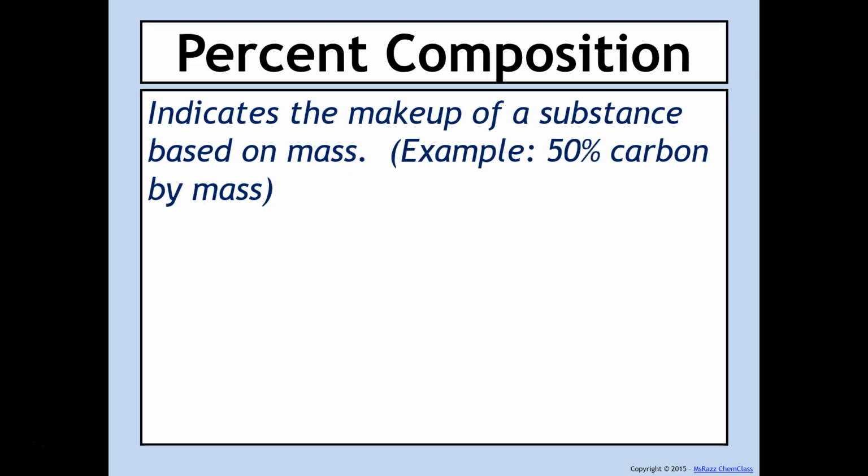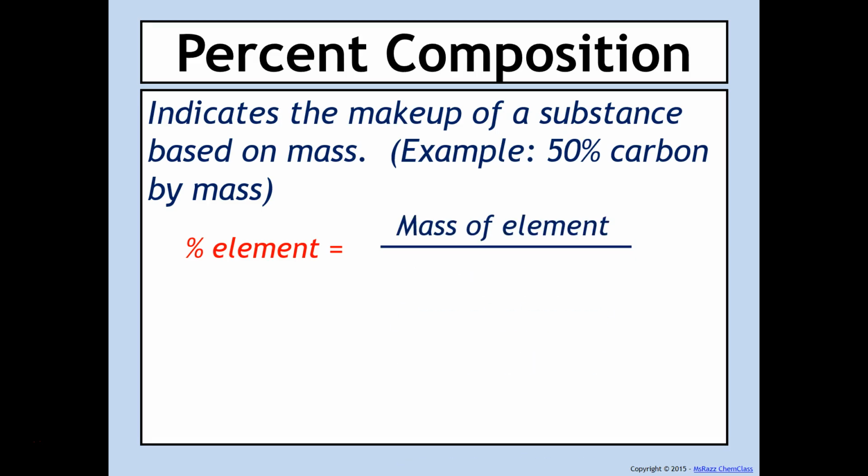Percent composition indicates the makeup of a substance based on mass. So for example, if you had a compound that was 50% carbon by mass. In order to calculate percent of the element, you're going to have to use the mass of the element over the entire mass of the compound times 100.